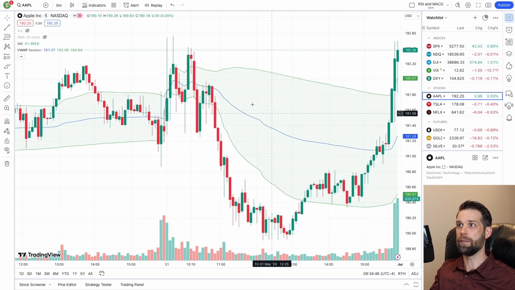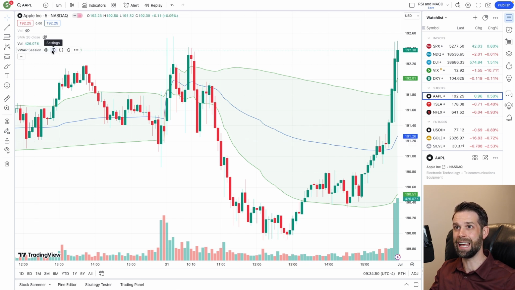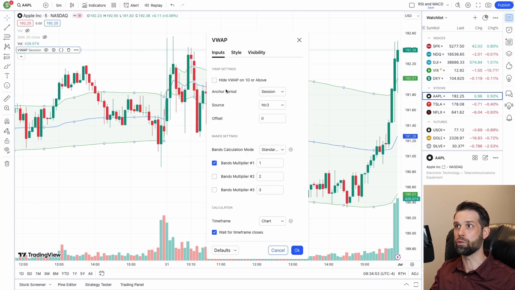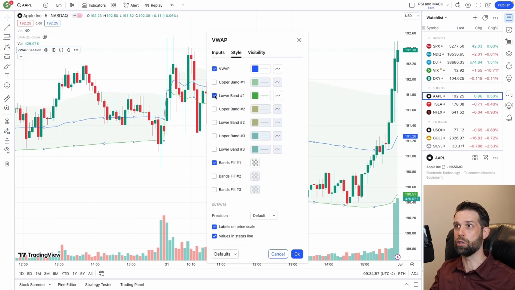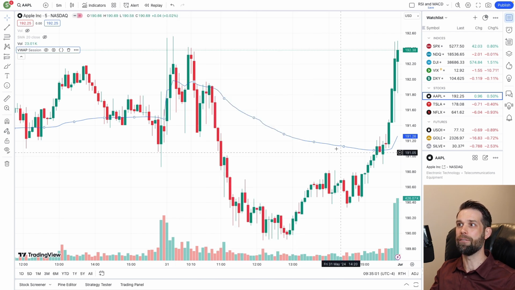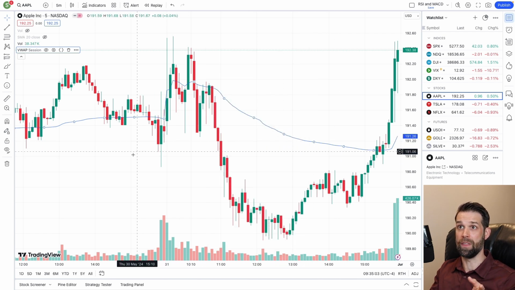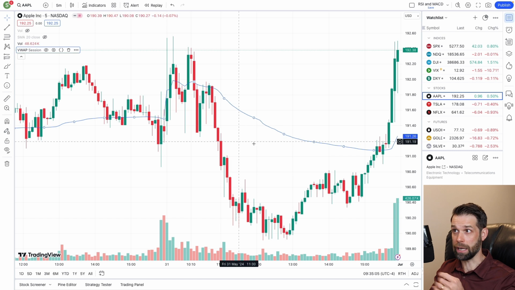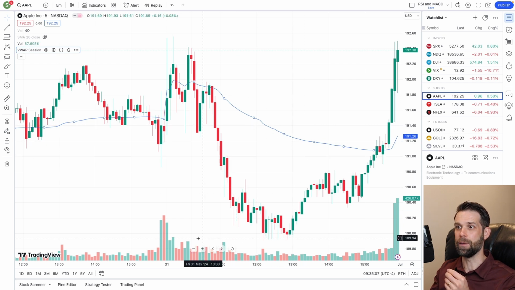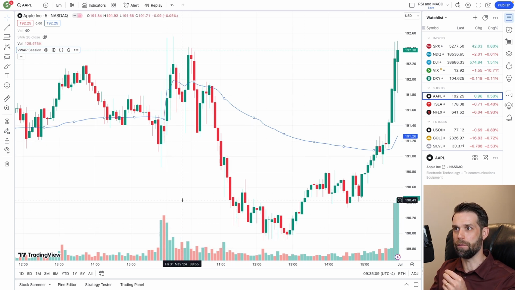On the chart right now, we're looking at the VWAP, and what we want to do is come to the settings and just include the VWAP and none of these other bands. And now we have the VWAP for this particular stock here. So we can see that this is basically the start of this day here.